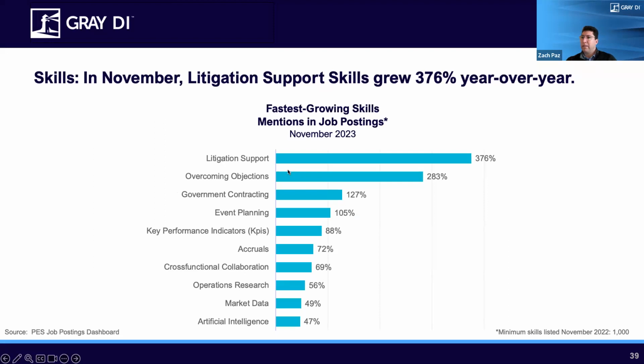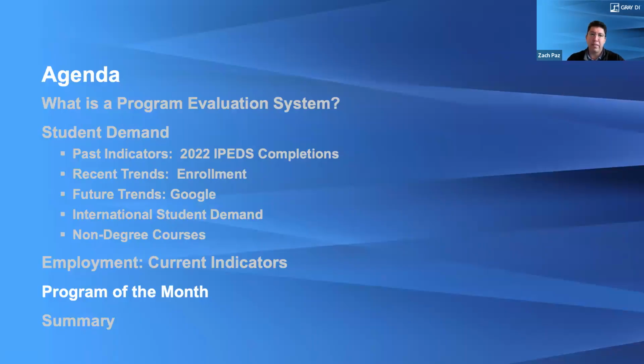Then looking at some of the top skills posted in the most recent month of November: litigation support, overcoming objections. I just wanted to clarify what this meant. If you think about it from a sales perspective, if you're going for a sales job, it's actually a skill that they list for a sales rep, for example. Government contracting, event planning, key performance indicators. Those are the top fastest growing skills mentioned in job postings. All right, so that rounds up the updates for this month.